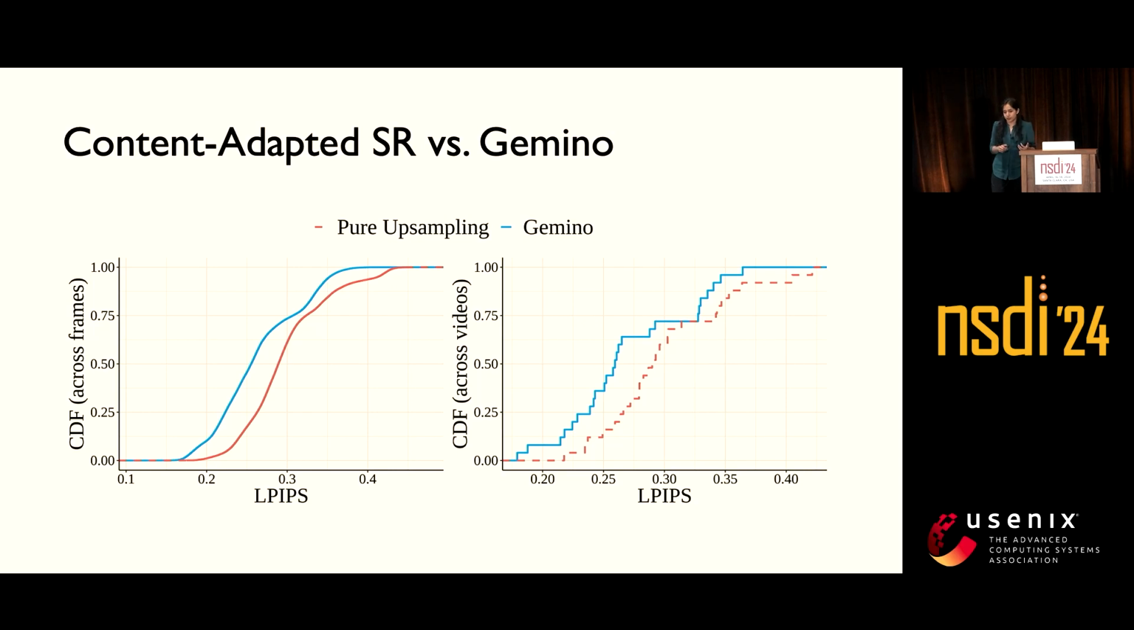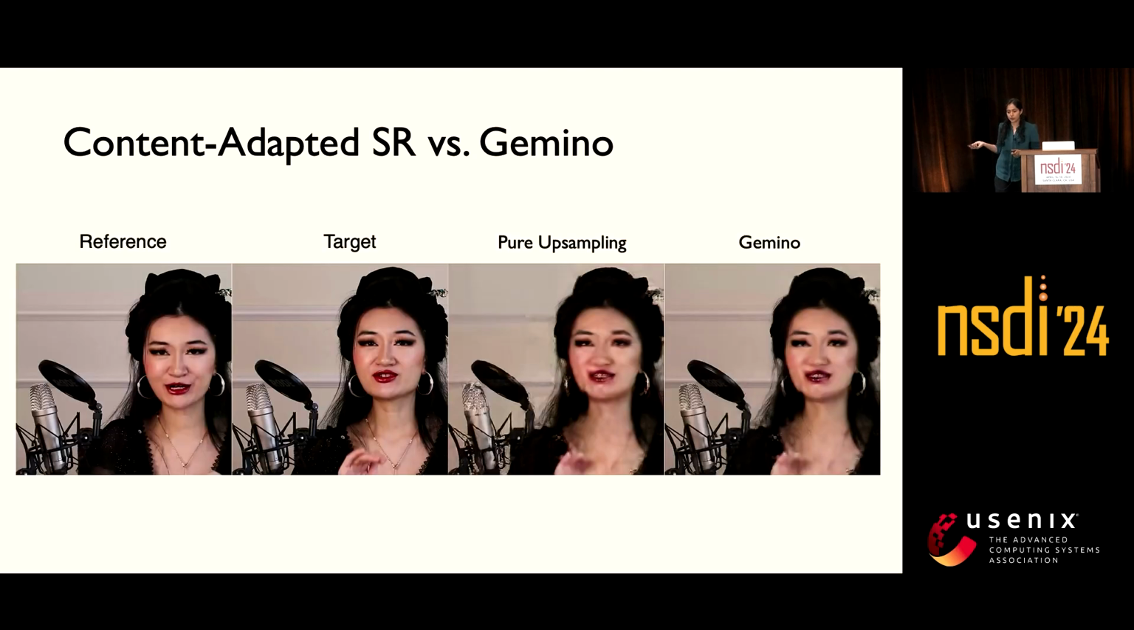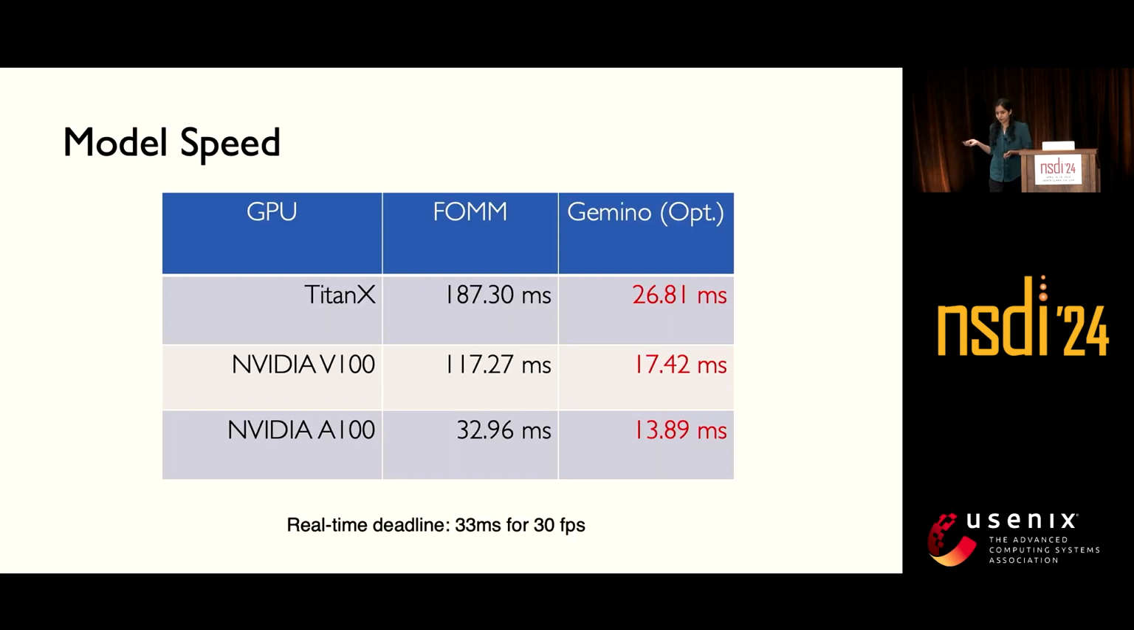The second class of learned approaches are content-adapted super-resolution approaches that simply upsample but without the reference frame. And here I show you a CDF across frames and videos comparing Gemino to such an approach. And Gemino consistently outperforms such a pure upsampling-based approach in its LPIPS. And visually, this manifests as missing high-frequency content on the microphone head, as I showed you before, which Gemino is able to leverage the high-resolution frame for.